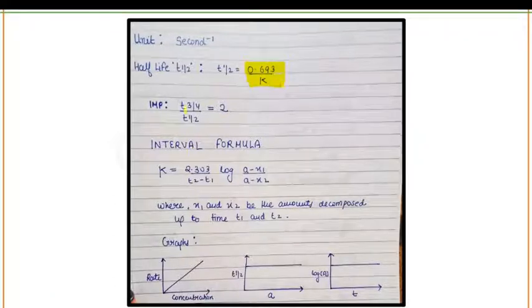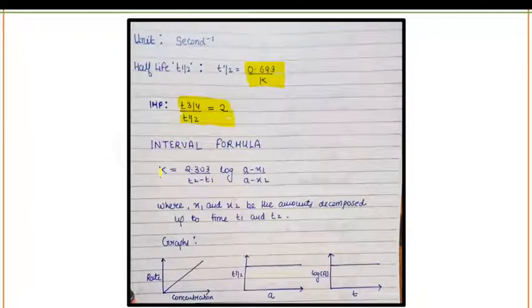Now, a very important thing, if you want to calculate the T3/4 life, the ratio of T3/4 by T half is always equal to 2. This is also very important. Now, a very important formula, that is the interval formula in case of first order reaction.